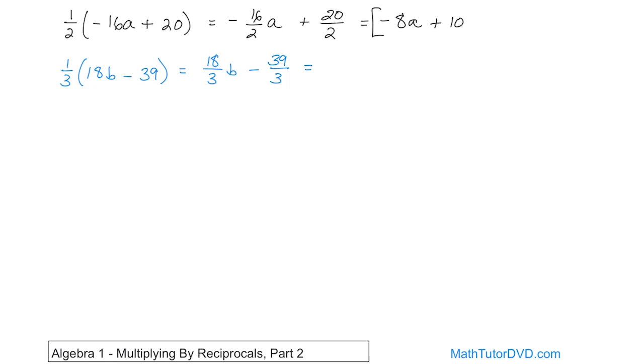So then we try to simplify. 18 divided by 3 is an even 6. The b comes along for the ride. 39 divided by 3 is 13. So the minus sign comes straight from here, and that's the final answer. So you see, this stuff isn't really that hard, but we just have to be a little careful along the way. Now, what if you have this?